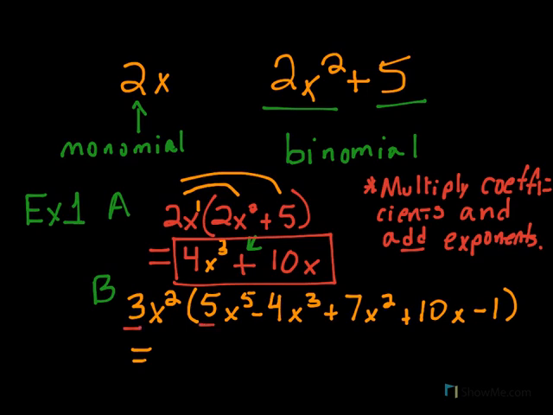3 times 5 is 15. So I'm going to write it right below so I don't get confused. 15 x squared times x to the fifth power. We're just adding the exponents. So 2 plus 5 is 7. All right, there's a minus sign, so minus. 3 times 4 is 12, so 12. And then x, 2 plus 3 is 5, so x to the fifth power.